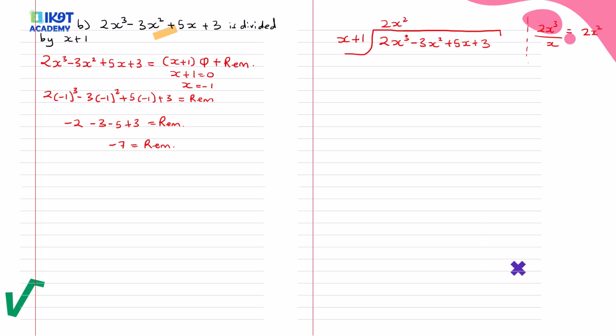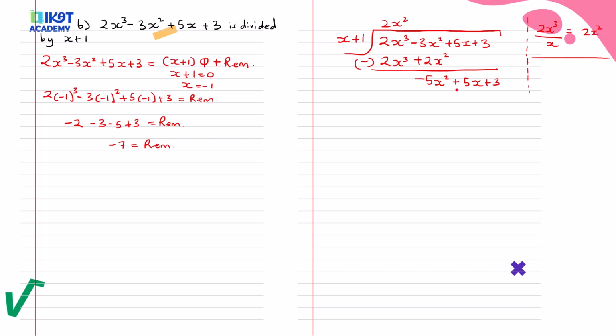So this is 2x squared. We divide 2x cubed by x, we get 2x squared. So we put 2x squared here. Then we multiply 2x squared times x, we get 2x cubed. Then this also becomes plus 2x squared. Then we subtract. Here 2 minus 2 goes. Then negative 3 minus 2x squared, what do we get? Negative 5x squared. We carry the rest, plus 5x plus 3.